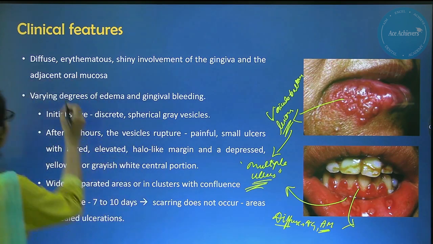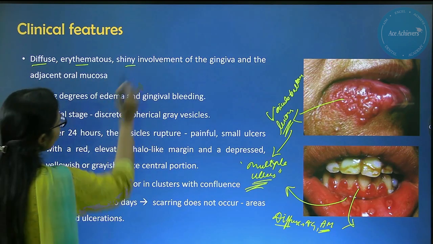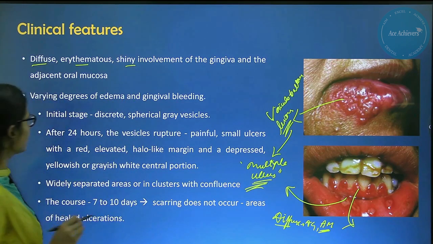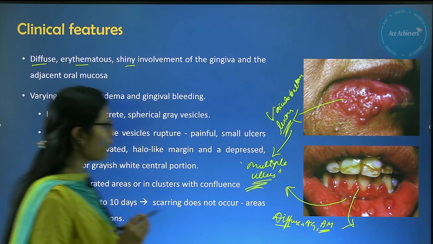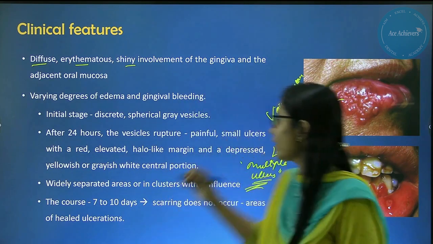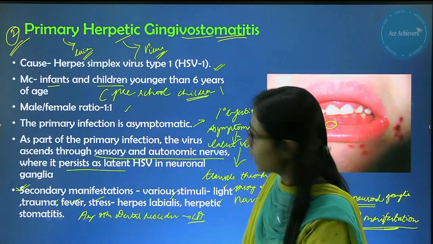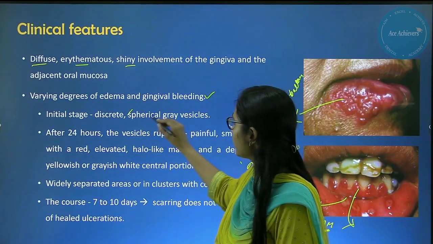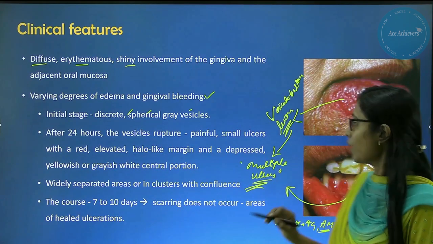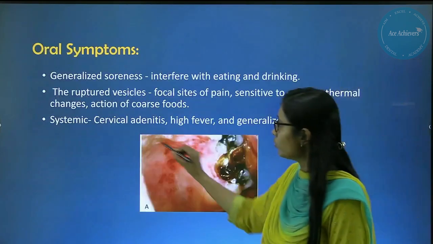Okay, so there is going to be a diffuse erythematous shiny involvement of the gingiva and the adjacent oral mucosa. There are going to be various degrees of edema and gingival bleeding. So in the initial stage, it presents clinically with discrete spherical gray vesicle formations, and after 24 hours the vesicle is going to rupture.